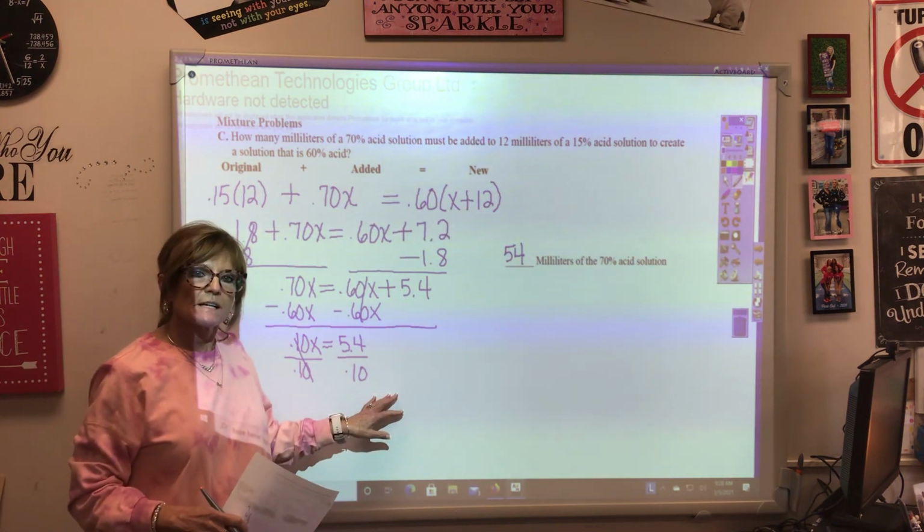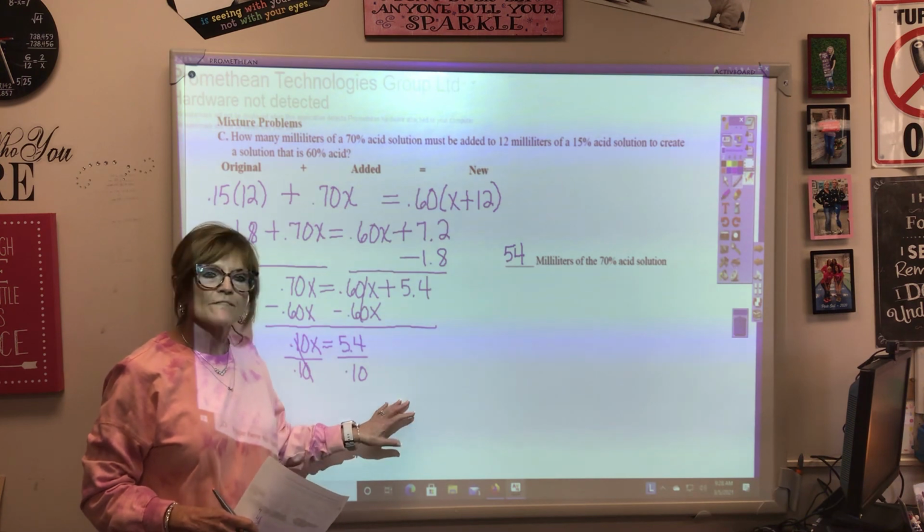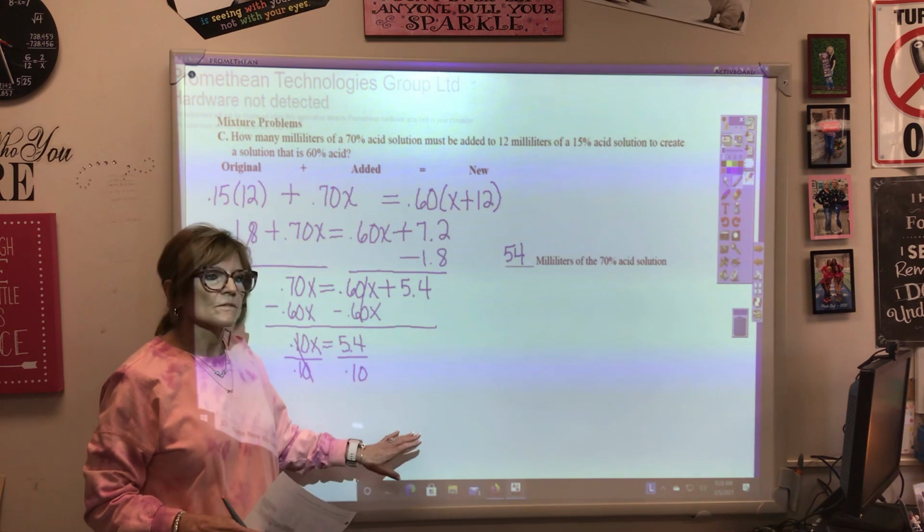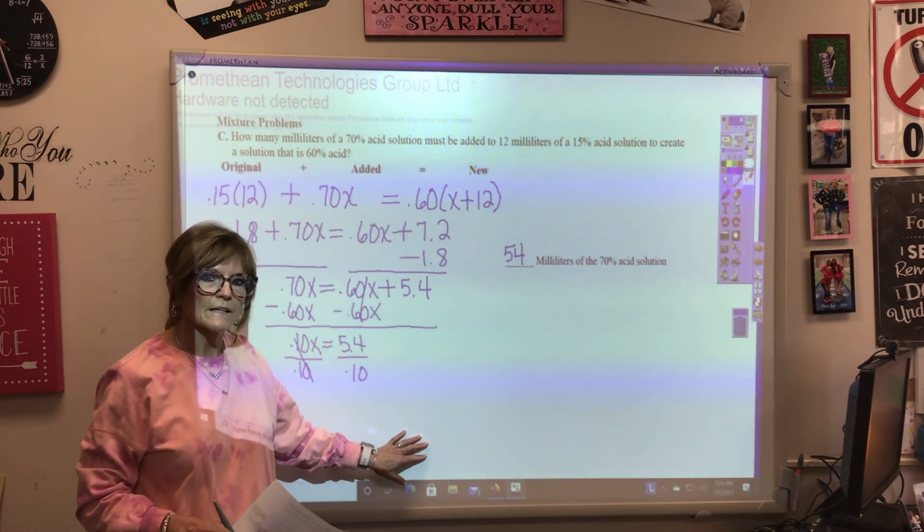If you don't see this on the TSI, I would be surprised, but you'll definitely see these types of problems in college algebra. So I just wanted to expose you to what they would look like.